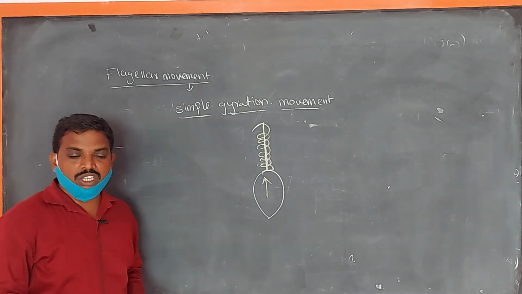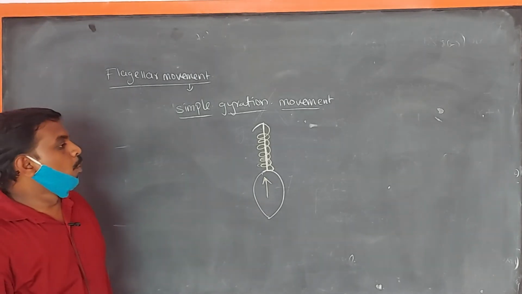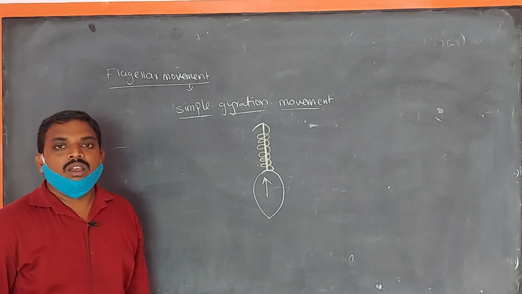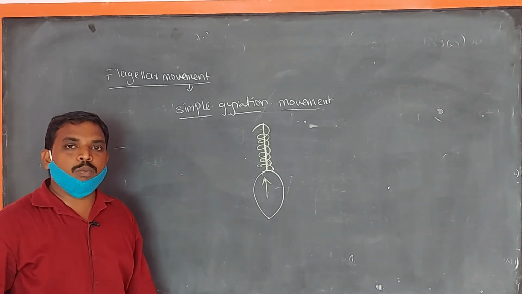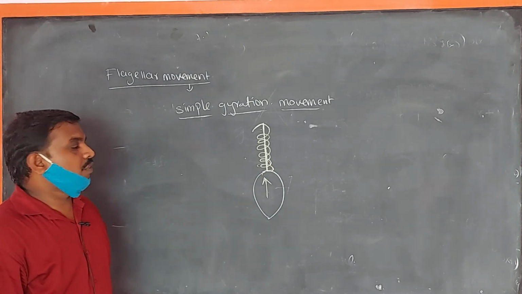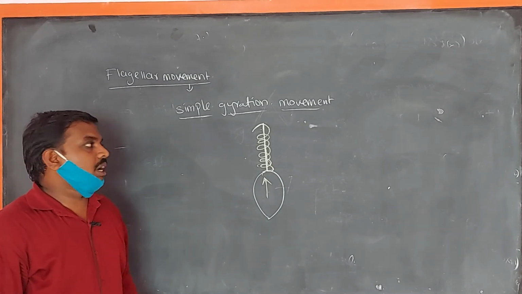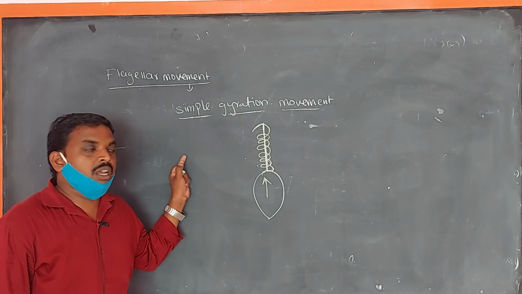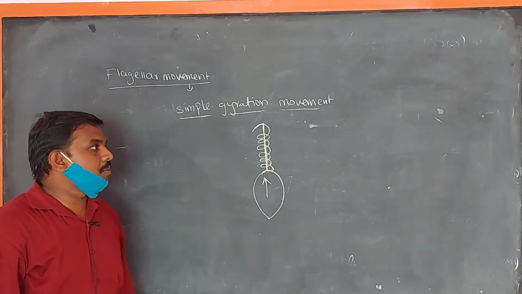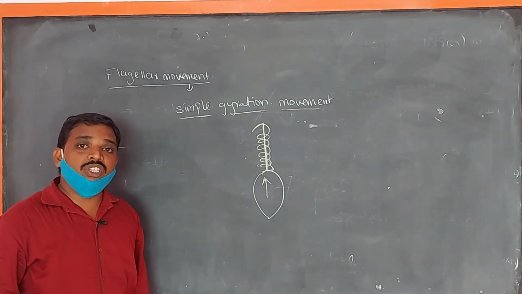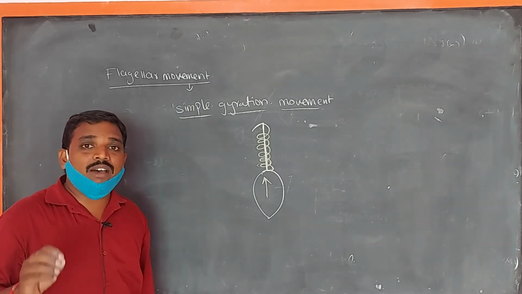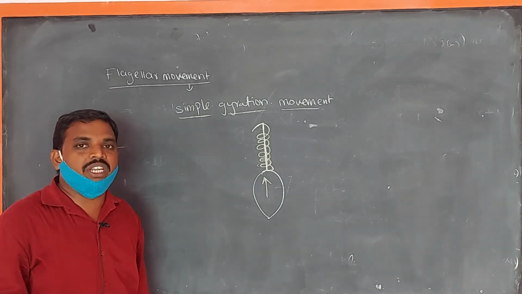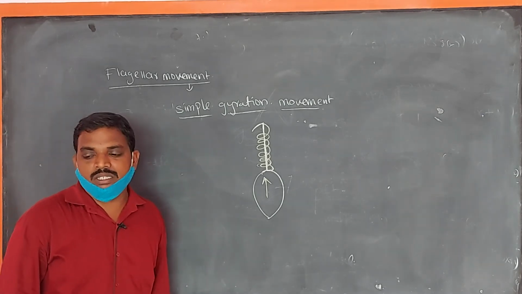So these are the three types of movements seen with the help of flagella in many protozoan animals. The first one, undular movement. The second one is the sidewise lash movement, and the third one is the simple gyration movement. Among these three types, most protozoans exhibit sidewise lash movements.